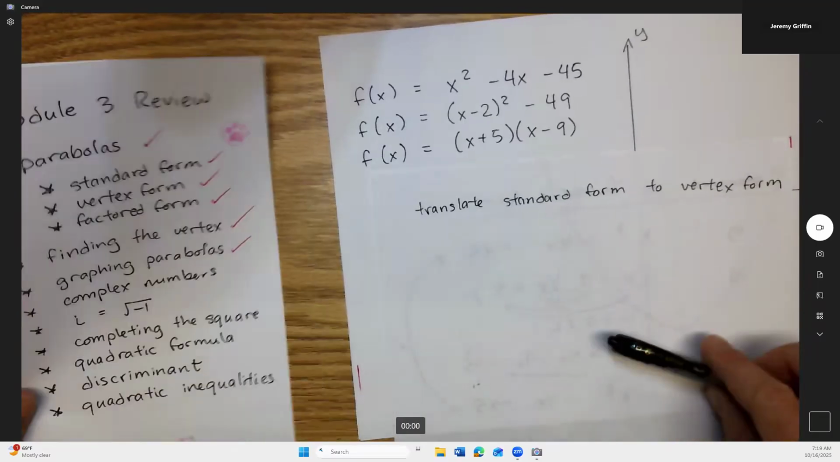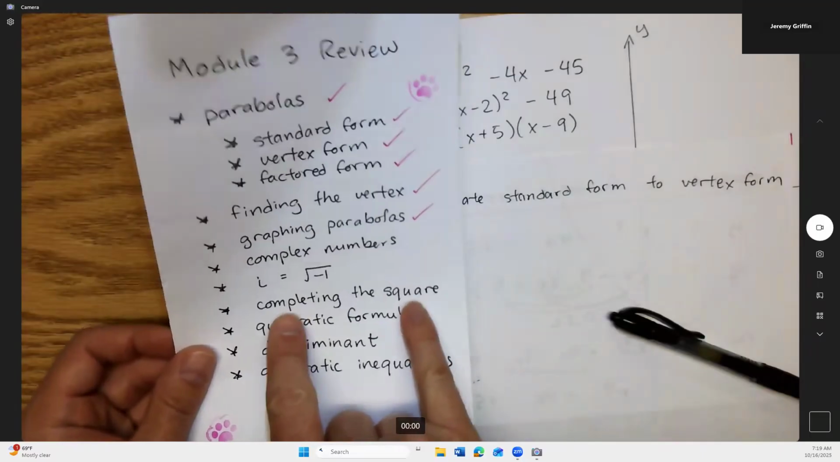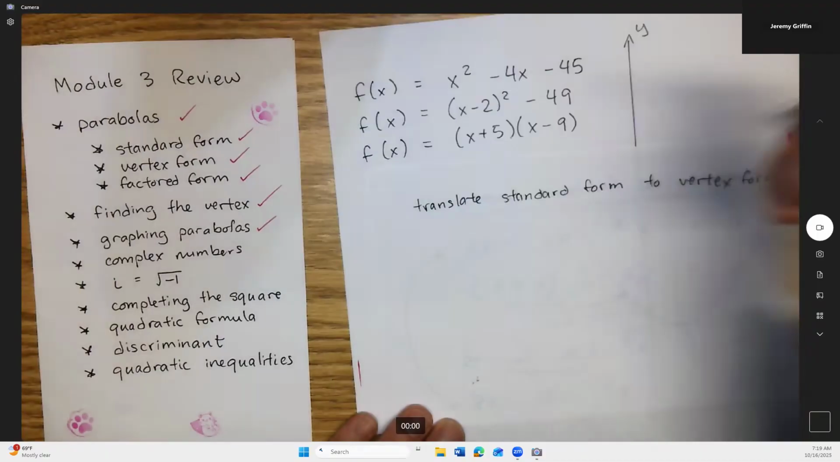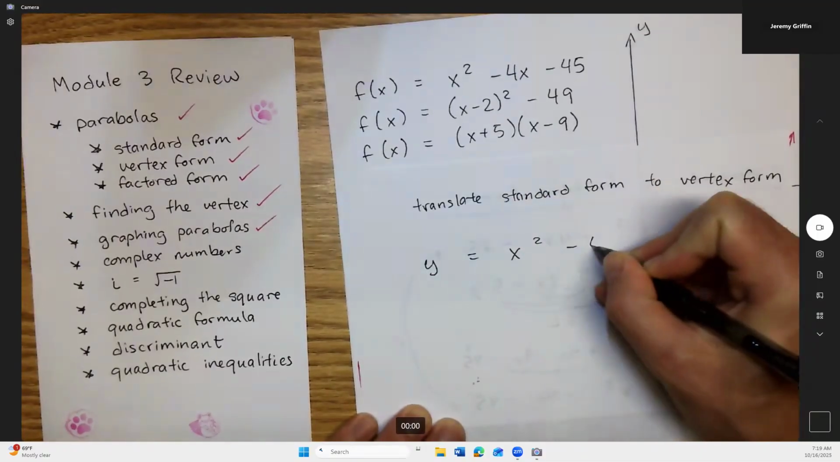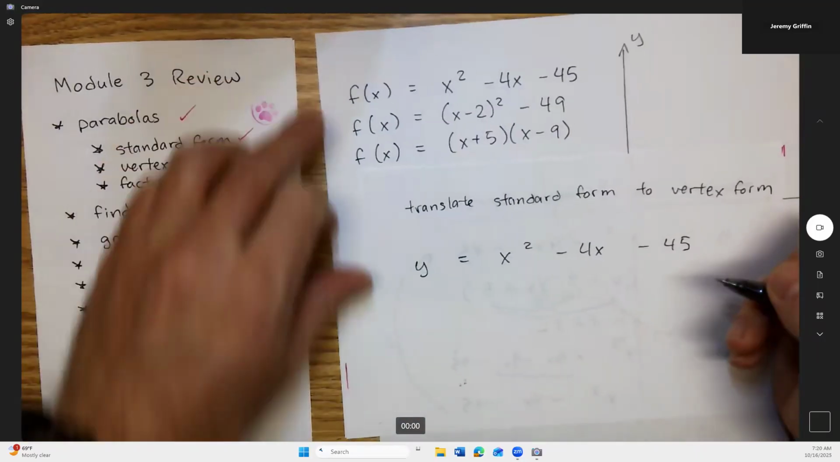And actually, standard to vertex is going to involve this process here called completing the square. So this will also check off this box. Let's take the same example: y equals x squared minus 4x minus 45. It's my example, I've been using it over and over.